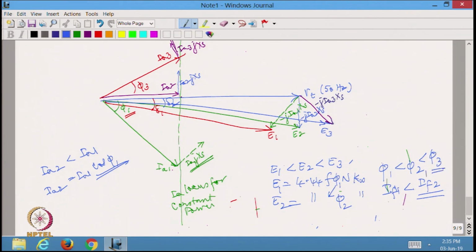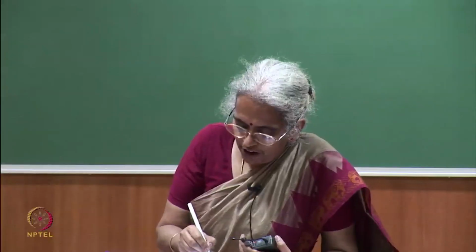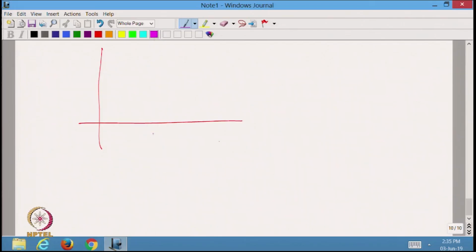So, as I increase the field current from IF1 to IF2 to IF3, the power factor moved from the lagging zone to the unity power factor zone to the leading zone. And if I try to plot how IA varies with respect to IF, I am looking at the field current.